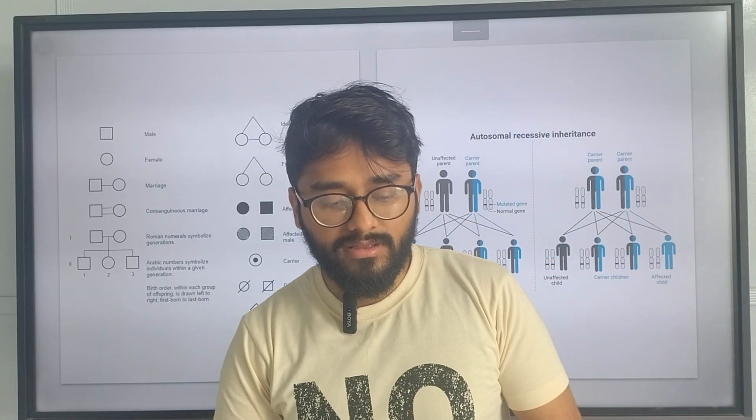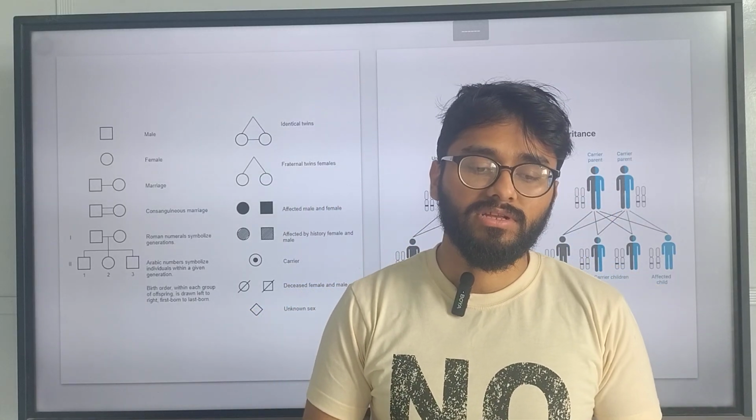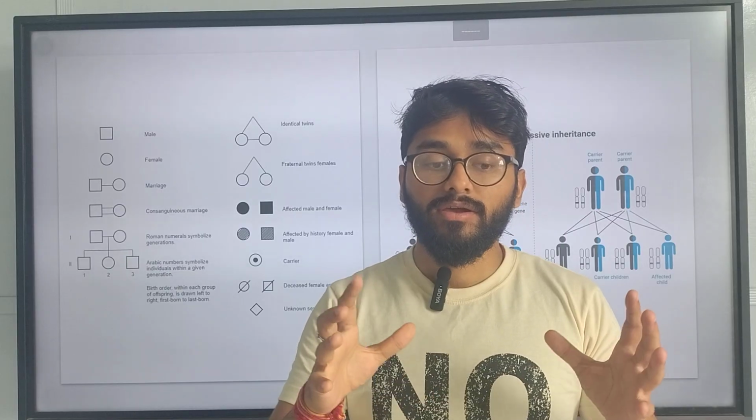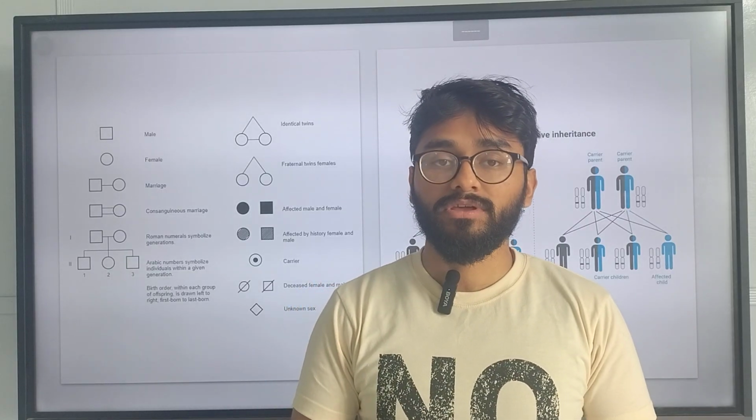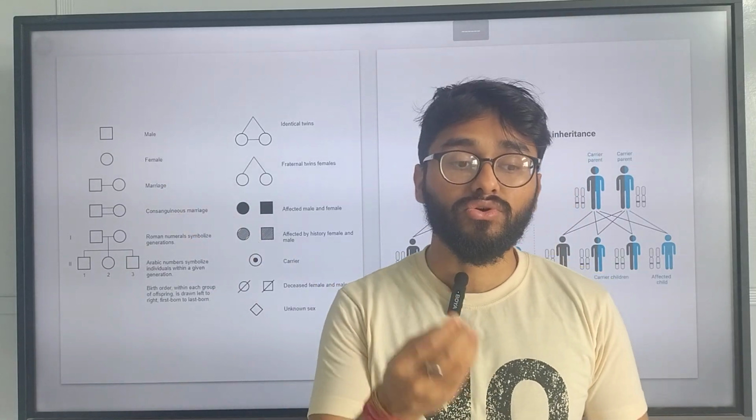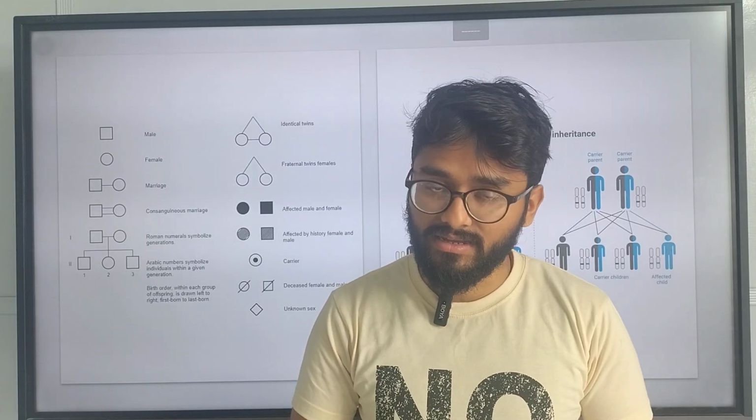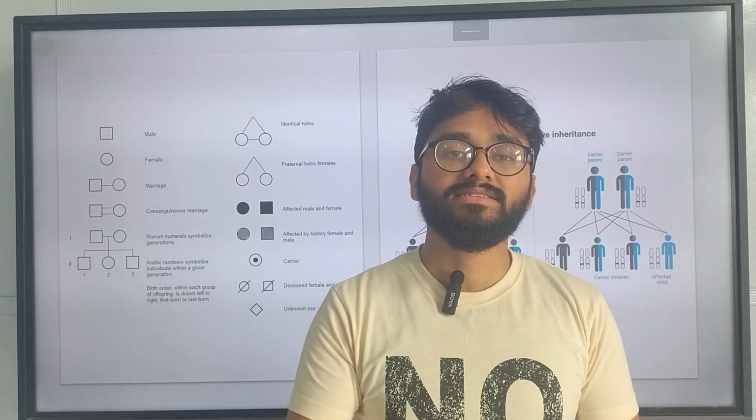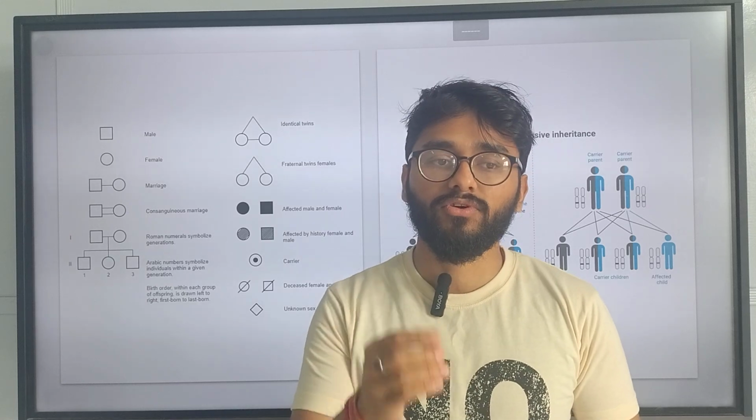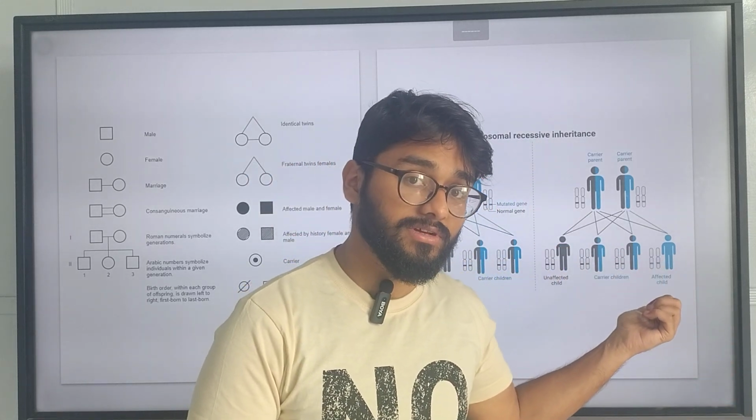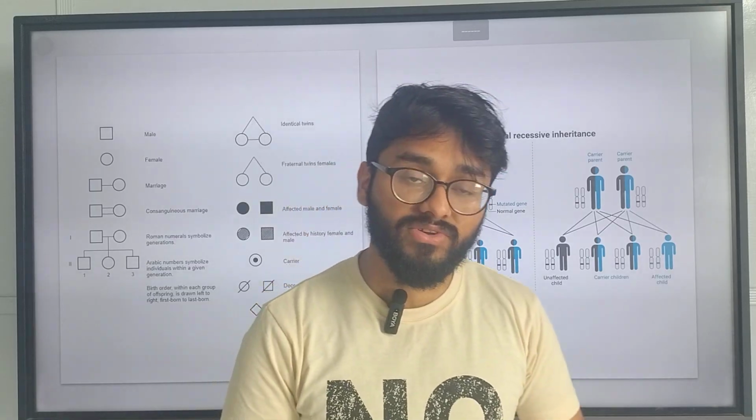Now, you might think, what is the need of representing something like this? The basic need for representing the entire dichotomy of your generations through a pedigree is to give you a brief idea of the inheritance pattern for a particular disease, and for that I have given you a very good example of autosomal recessive inheritance.